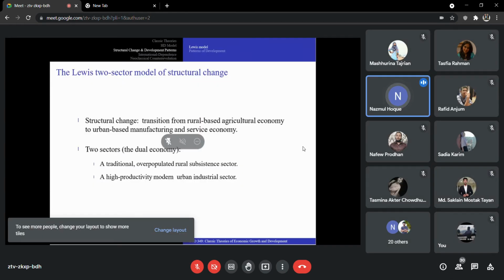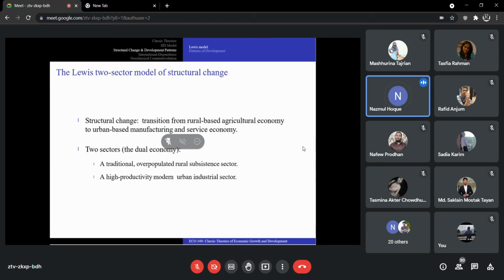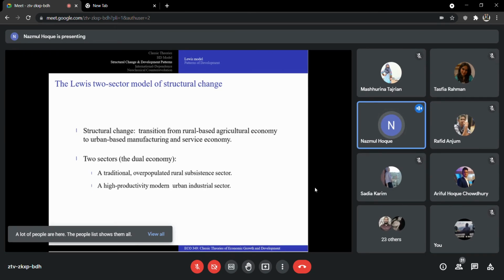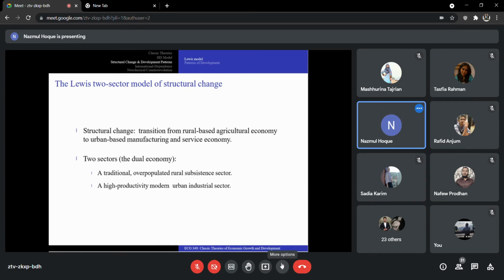So taking the surplus labor from the traditional sector to the modern sector can help the economy grow at a faster rate and become more developed. At some point, the traditional sector would also be modernized to deal with the potential labor shortage or high cost of labor. So we have two sectors, as I mentioned.